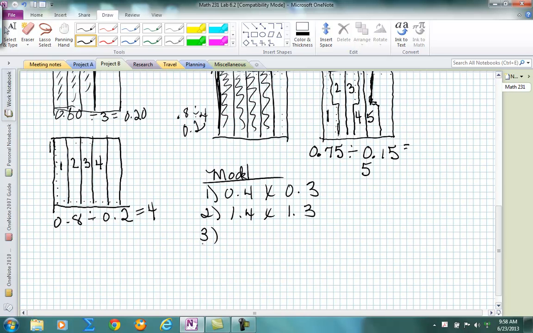model the division of 75/100 by 3, and the division of 70/100 by 5/100.